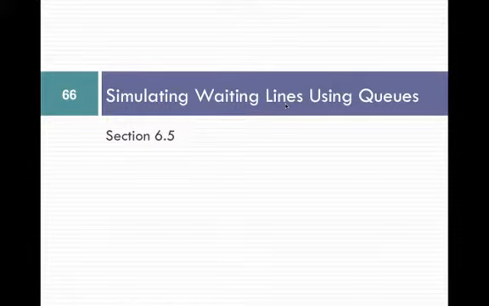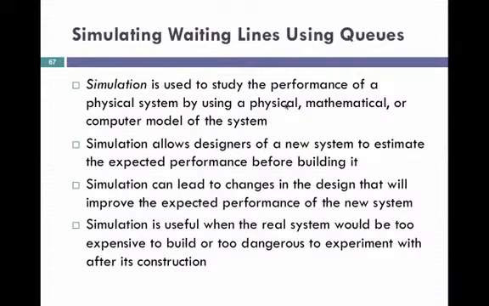In this slidecast, we're going to talk about simulating waiting lines using queues. Simulation is a way that we can study the performance of real systems using physical, mathematical, or computer models. It lets designers of a new system estimate the expected performance before building it. This can be helpful because it can lead to changes in the design that can improve a system, and we can do this maybe without going to the expense of building a system or working with things that are very, very dangerous.